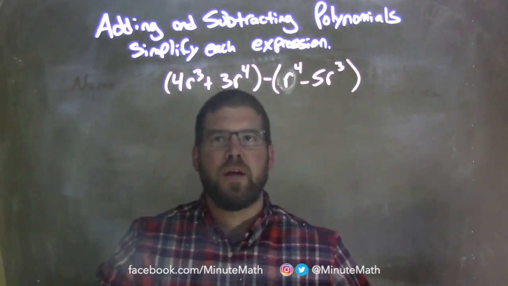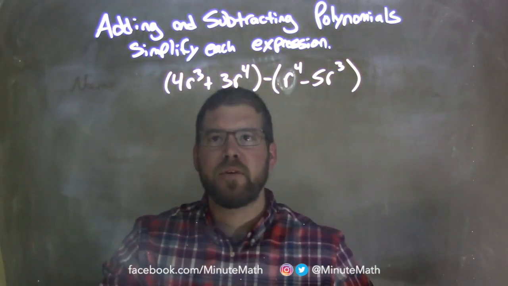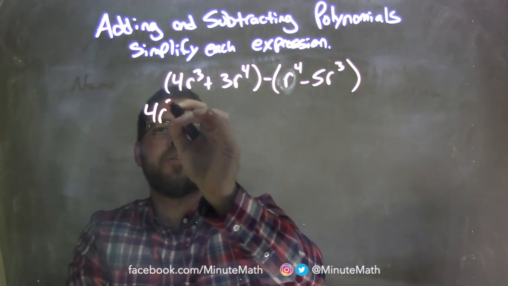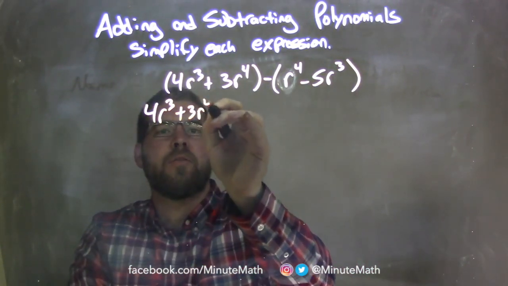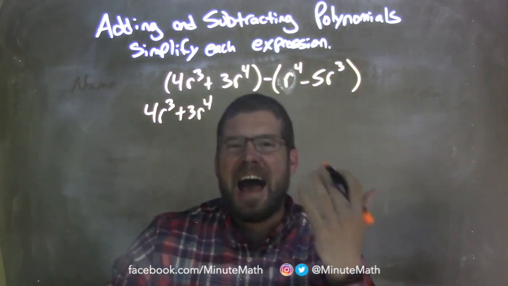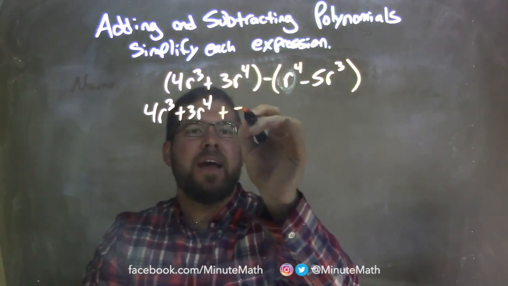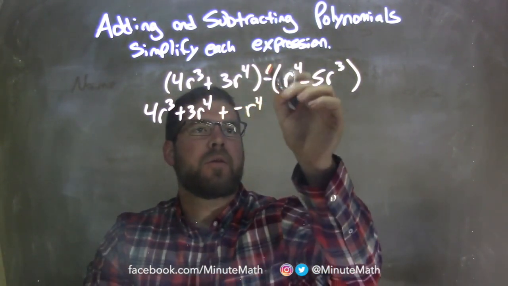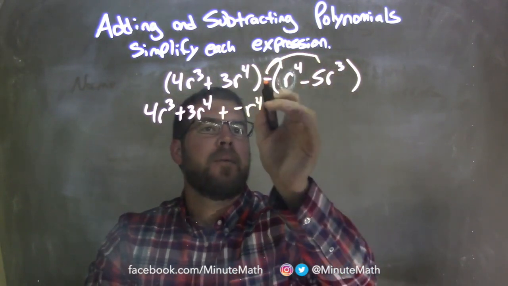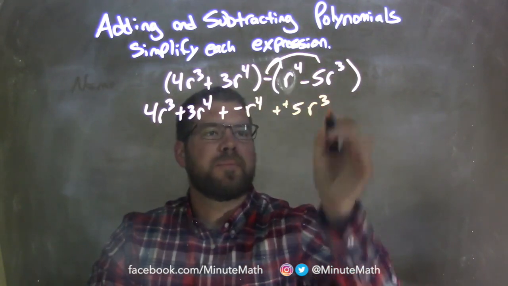So if I wanted to simplify this, we look at each parentheses, and I can't simplify within each of these parentheses. So I'm going to rewrite this as 4r to the third plus 3r to the fourth first. But now I'm going to distribute that minus sign, and I'm going to make it adding a negative instead of subtracting, because I prefer that. So I have a plus a negative r to the fourth, distributing that across, and then distribute to this one. Minus a negative is plus a positive, so we have plus a positive 5r to the third.